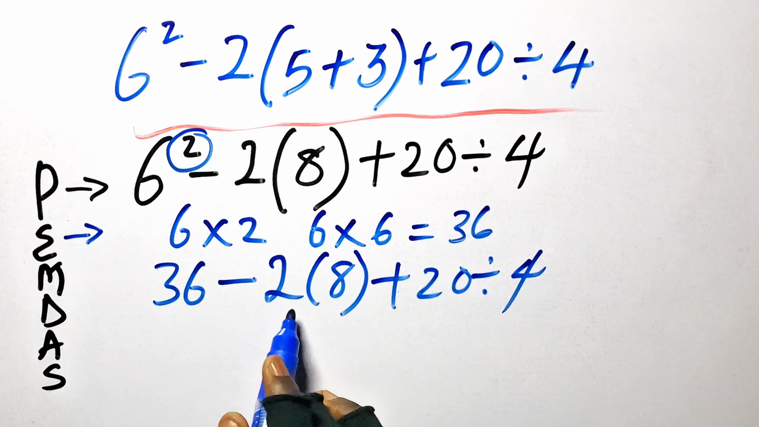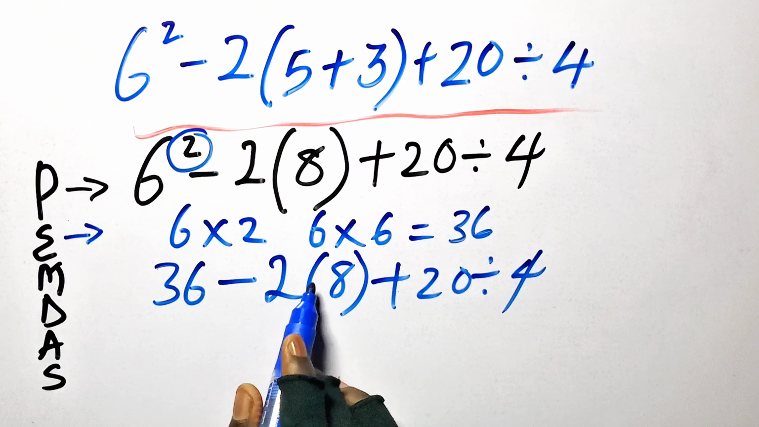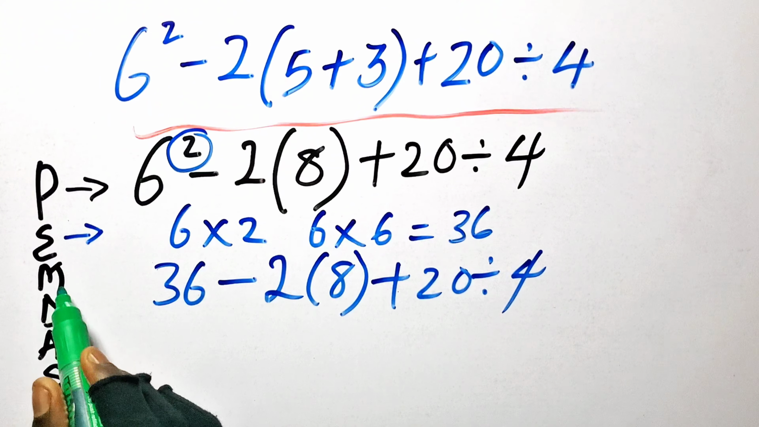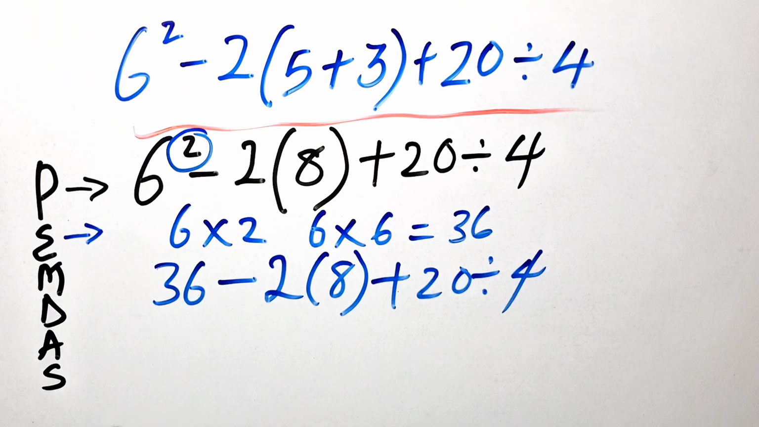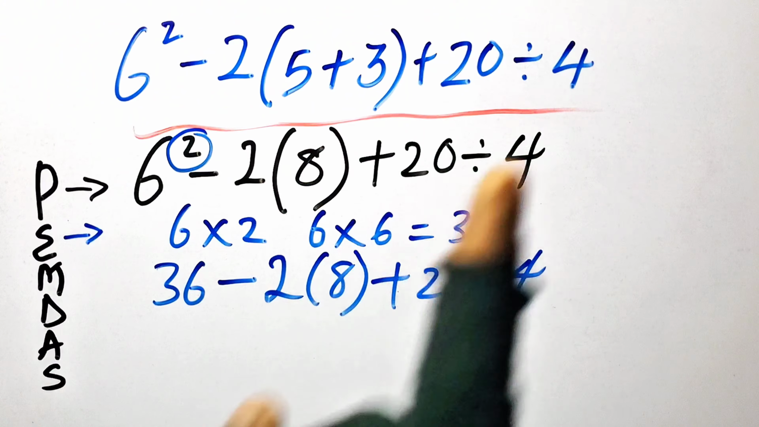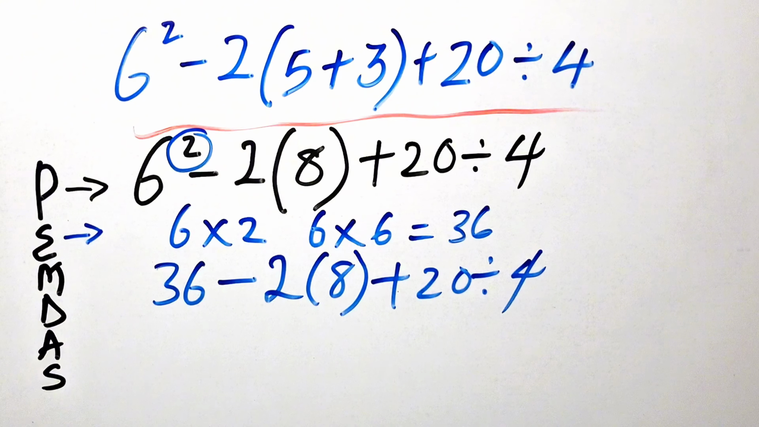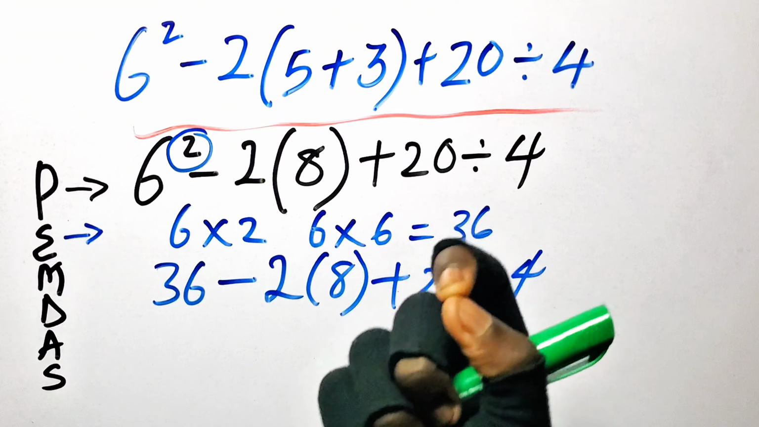We have this, and this stands for multiplication, and we have division. But the rules say multiplication and division have the same rank. They have the same priority. What you have, I also have. If you build a school, I also build a school. We have the same rank. They are like brothers and sisters. Then what do you need to do? They move from left to right.